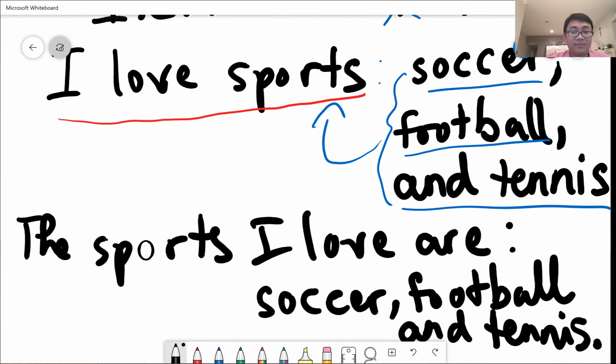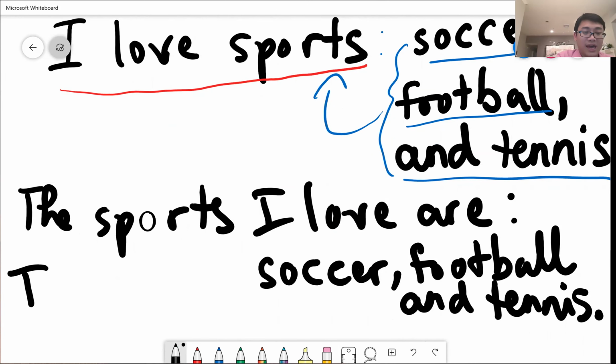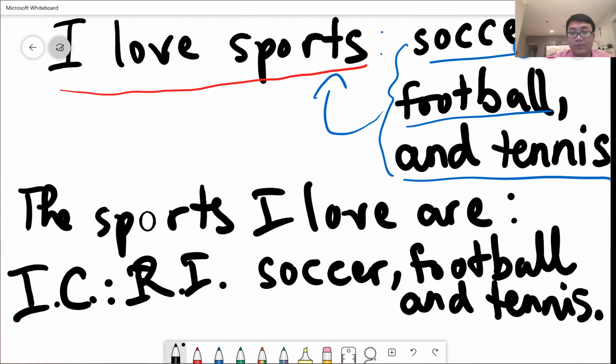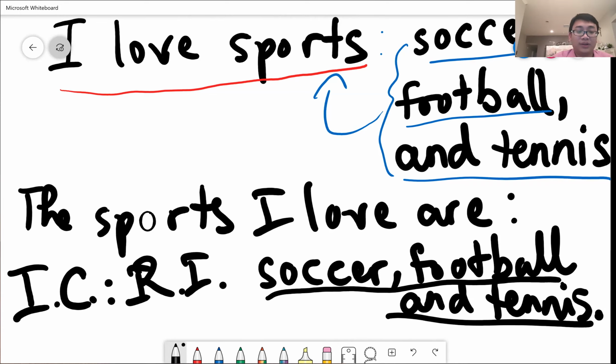And why? Very simple. Ask yourself the formula I gave you. IC, colon, and relevant information. Does it work? First of all, relevant information. Totally yes, this is relevant. However, ask yourself, before the colon, is that an independent clause? Read this. The sports I love are. You don't complete any thoughts. You don't know what the sports are, right? I don't care what's after. Before the colon, it must be an independent clause. In this case, it's not. So you cannot use a colon here. In fact, you don't need anything else.